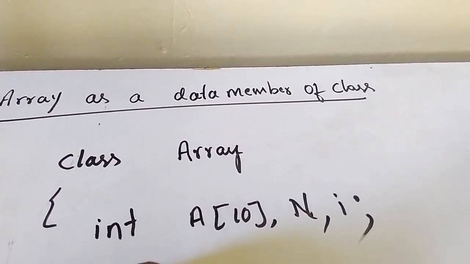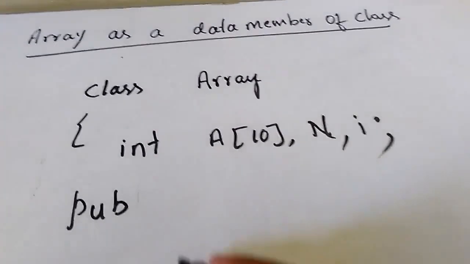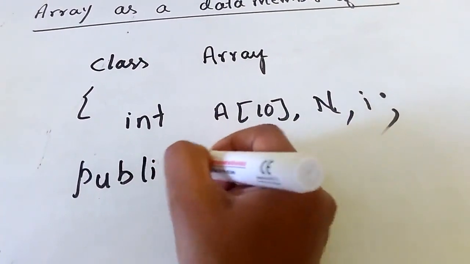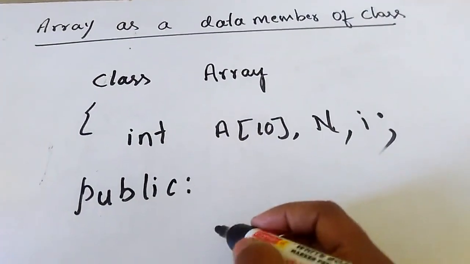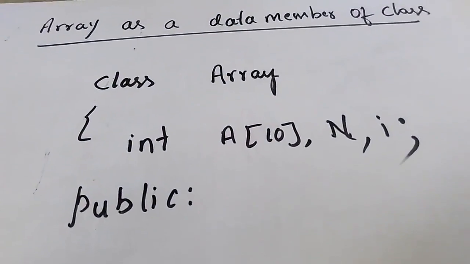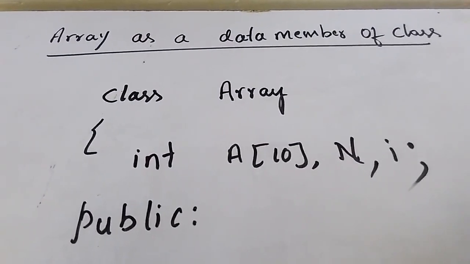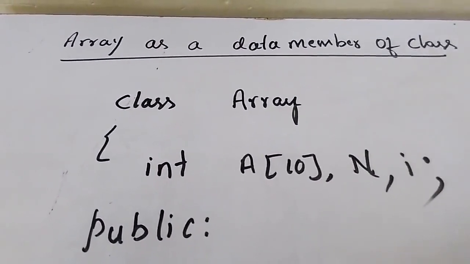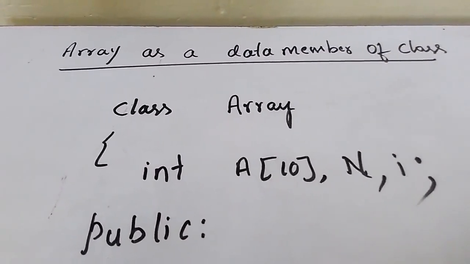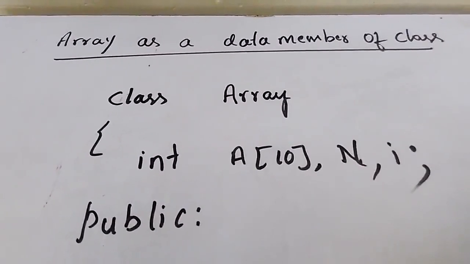In the public section, I want to read array elements. Reading means getting values from the keyboard. Let us display array elements one by one. To read and display array elements, we need looping statements.